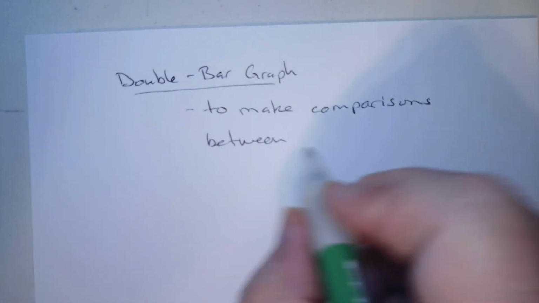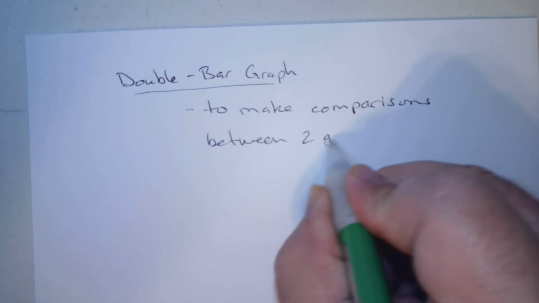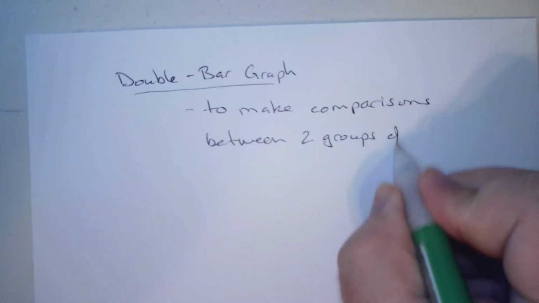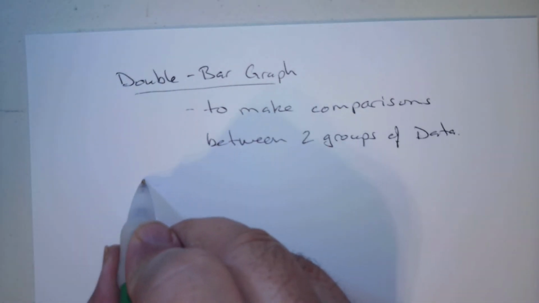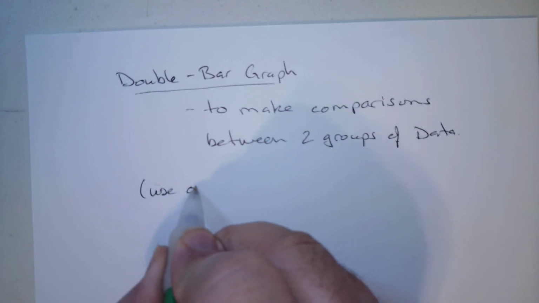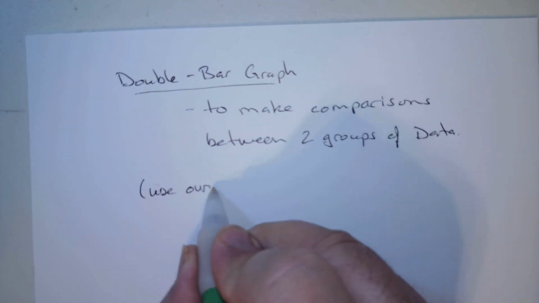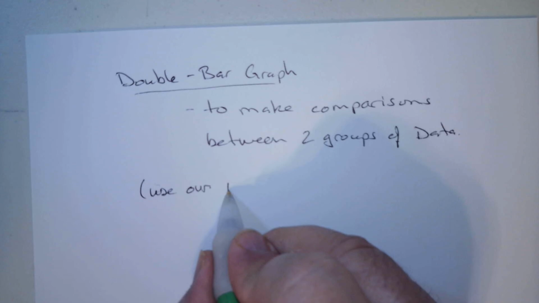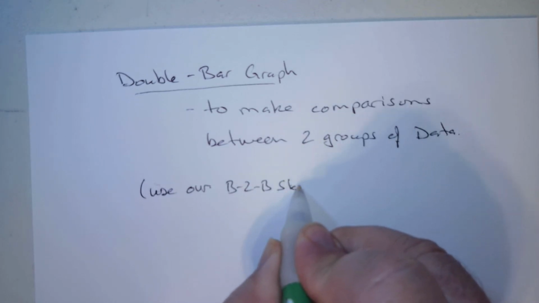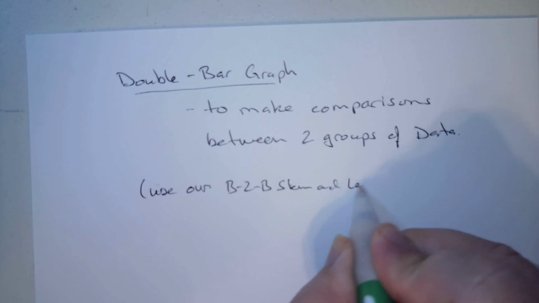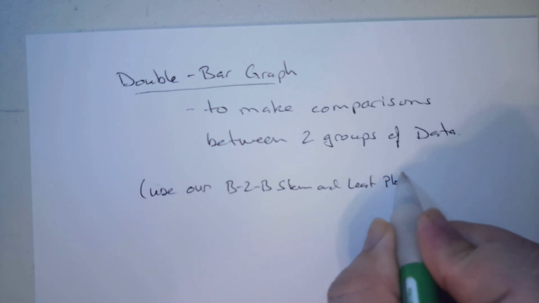A double bar graph is used to make comparisons between two groups of data. Use our back-to-back stem and leaf plot data.